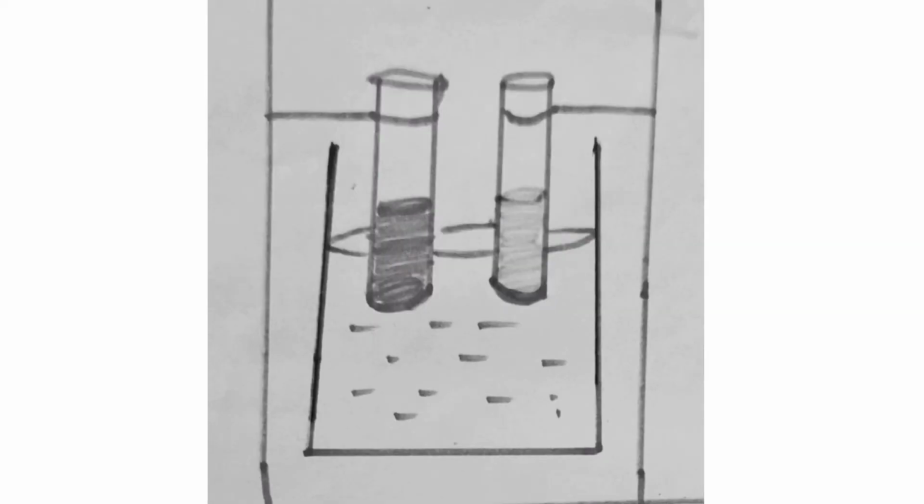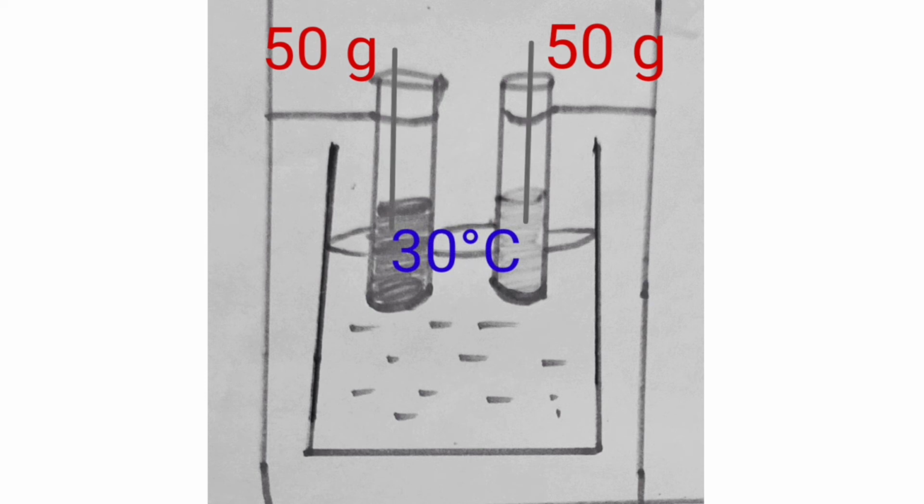Alright, let's think for a while, and there is a small task for you. In this picture, there are two test tubes. One is with 50 grams of water and one is with 50 grams of oil. Approximately, the temperature of both test tubes is 30 degrees Celsius. Now, I inserted a thermometer in both test tubes and kept both of them in 80 degrees Celsius hot water with the help of retort stands.